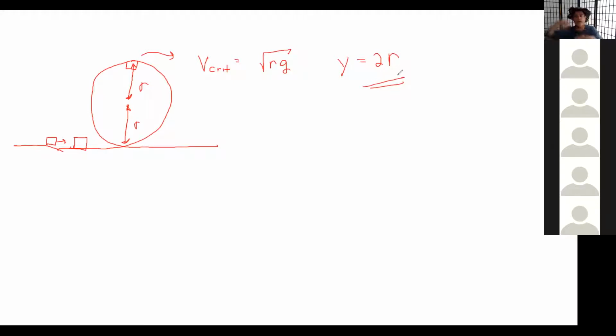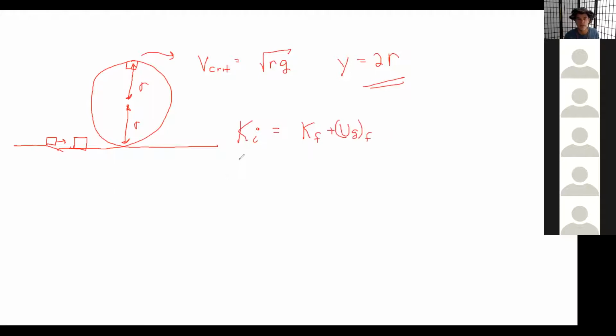Sure. It's going to be at a height of twice the radius of whatever this circular path is. So what you would use is, I would basically say that after these things collide, they're going to be moving with some speed. What I would say is the initial kinetic energy that they had right after the collision equals my final kinetic energy at the highest point plus my final gravitational potential energy at that point.